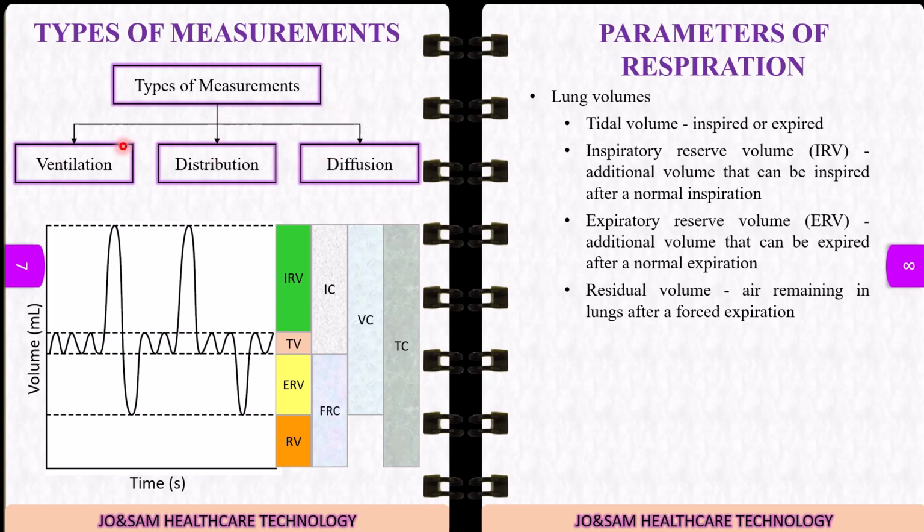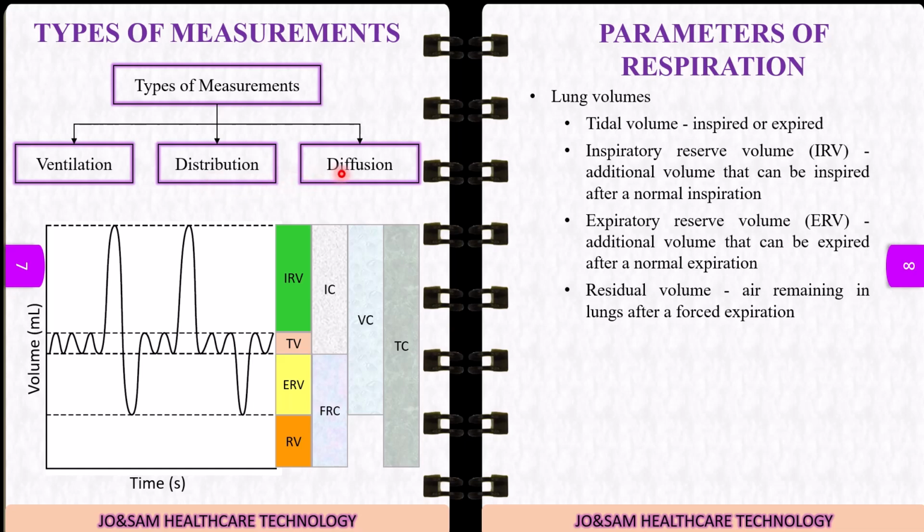Ventilation is used to determine the ability of the lungs to move air volumes and the speed at which the air is moving. Next is distribution. Distribution measurements provide information majorly on the air flow, that is how the air flows in the lungs, and it indicates if any disease is present.